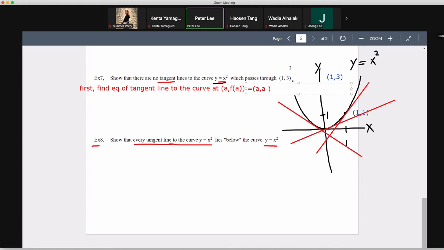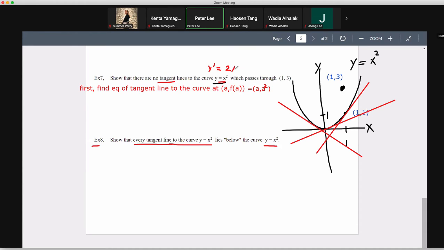That's (a, a squared). So that's what we have. And then now, what is this here? Now, y is equal to x squared, so what's y prime? Yes, we know that. If y equals x squared, then y prime is 2x.